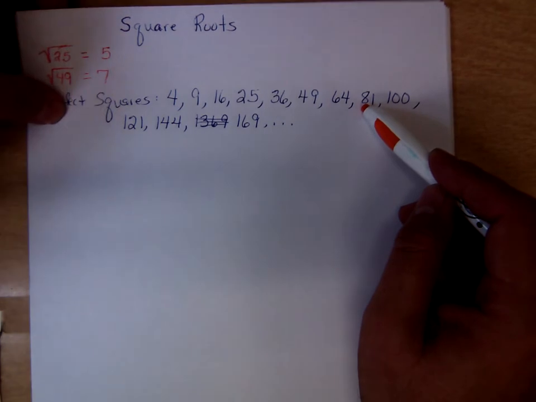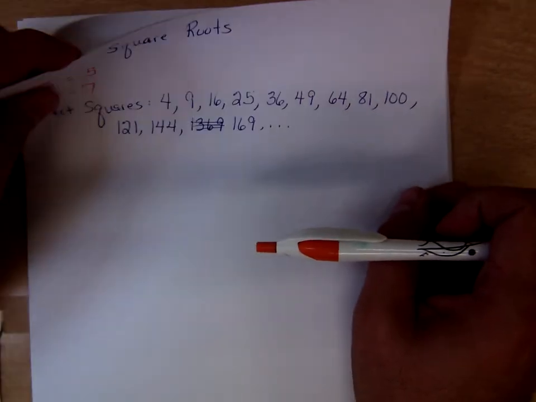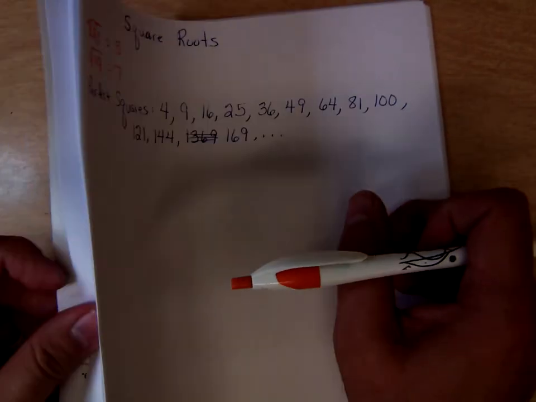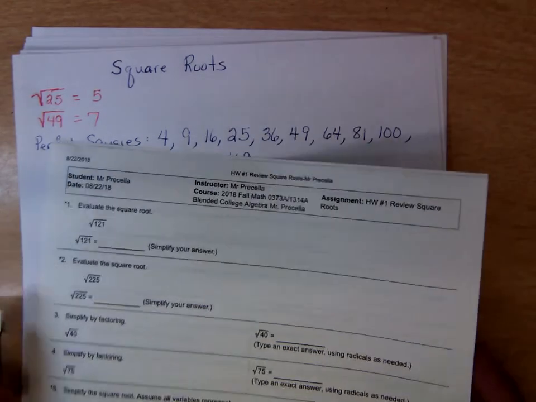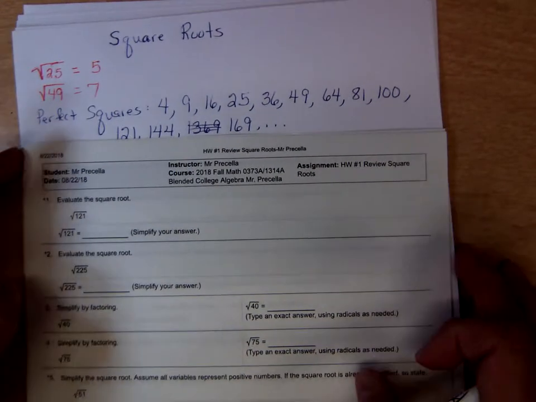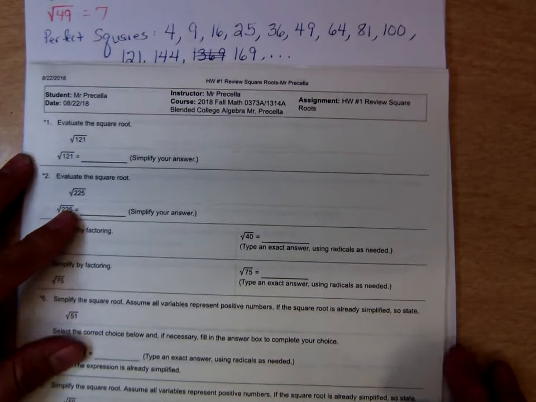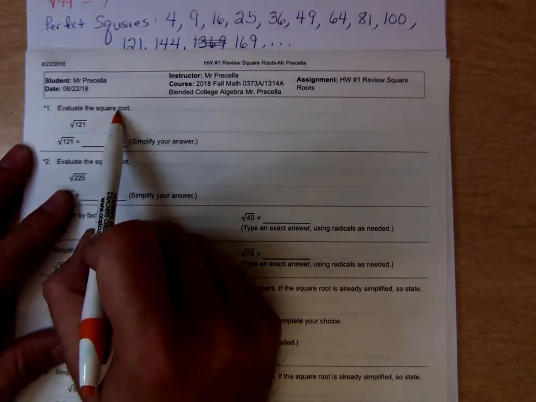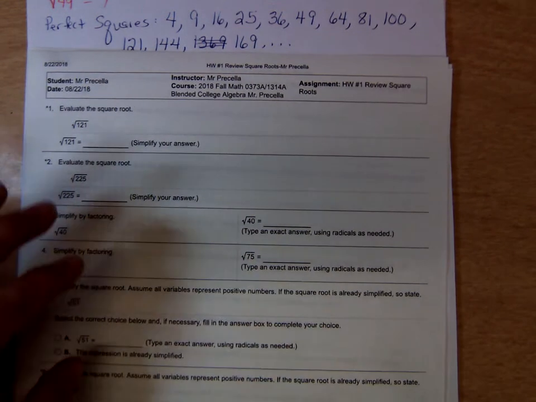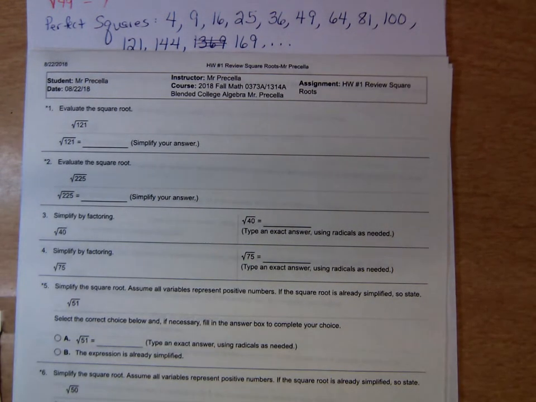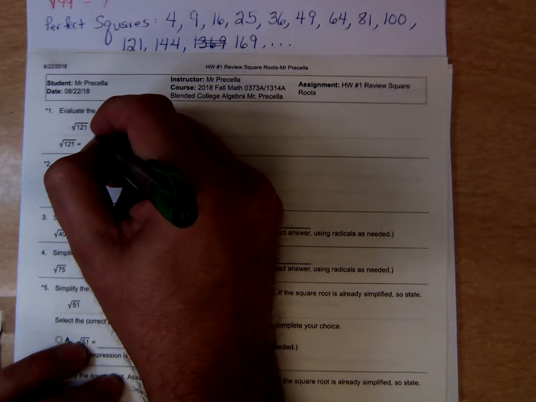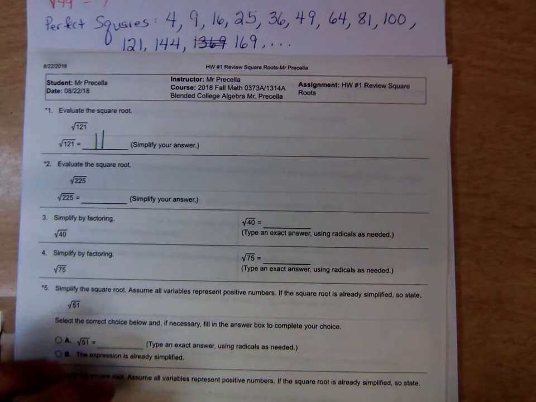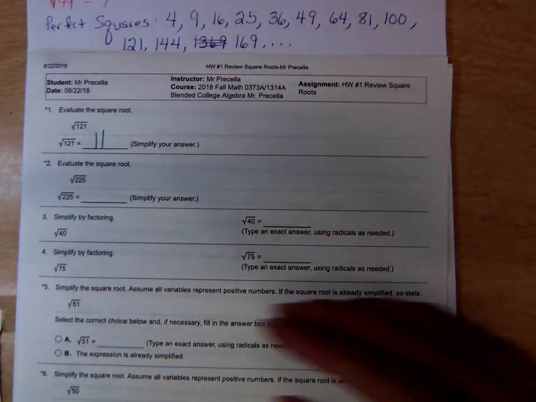Let's see, I'm going to be doing some homework problems, or examples of homework problems. Let me pull up some of those. I've printed out some problems. And let's see, like right here. Problem number 1 says evaluate the square root of 121. Well, what number can you multiply by itself to get 121? Well, 11 times 11 is 121. Therefore, the square root of 121 is 11.